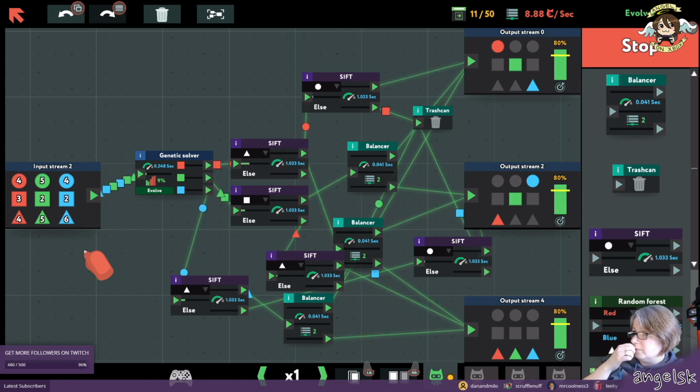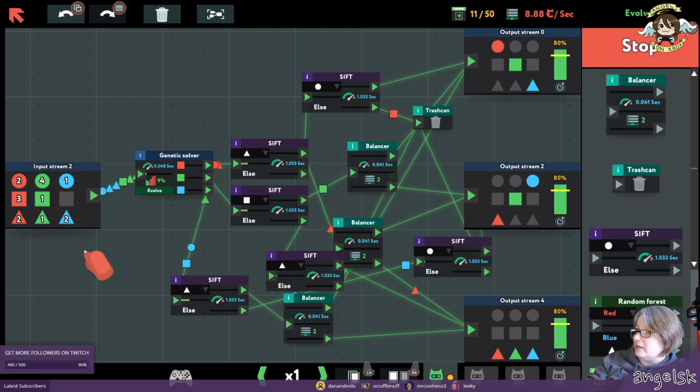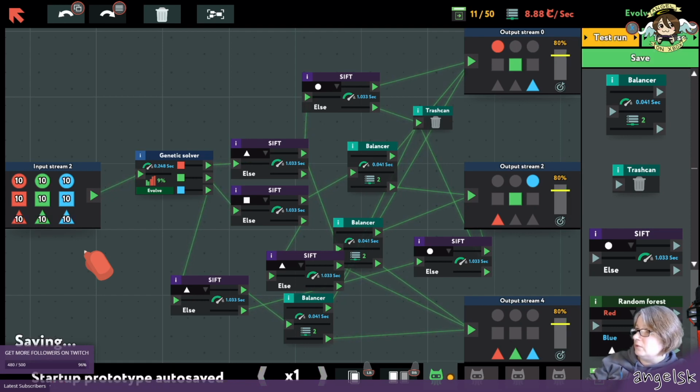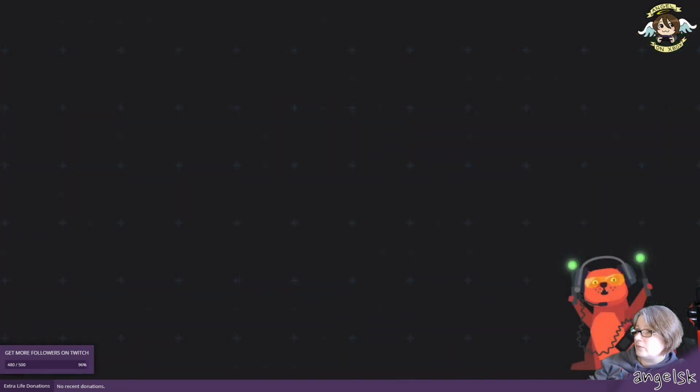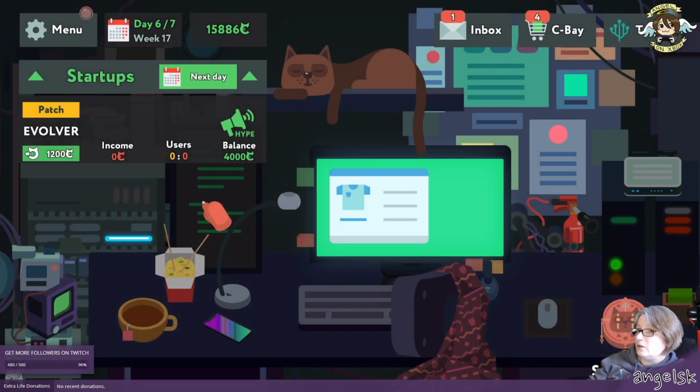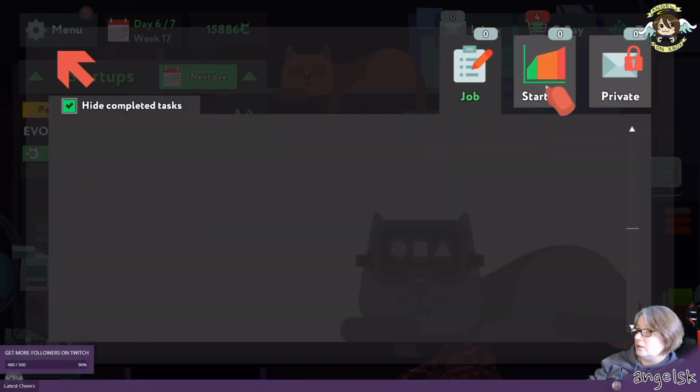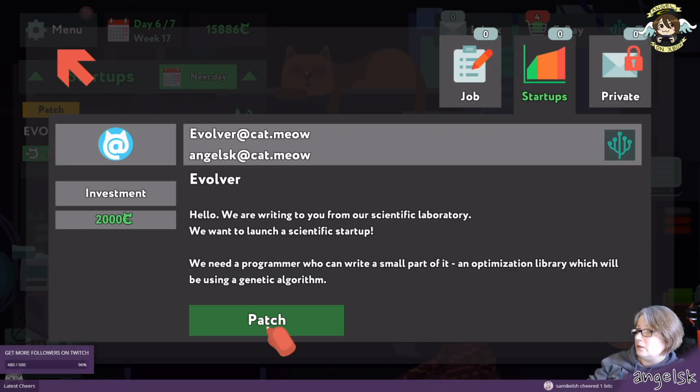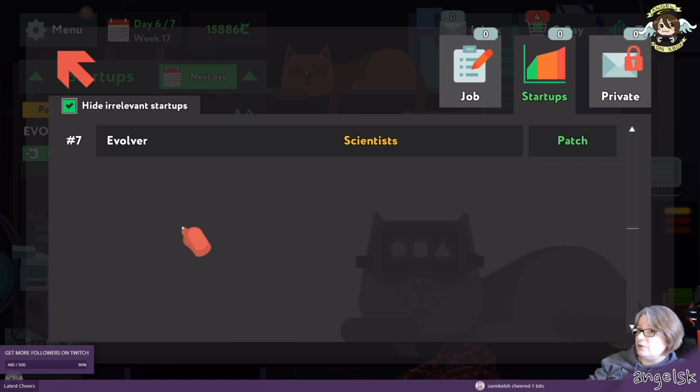Forgotten how much I invested, but it should give me 100% accuracy at 8.88 euros per second. That's probably not great. But we'll release it. So I forget how much we put in there. Investment 2,000, okay.